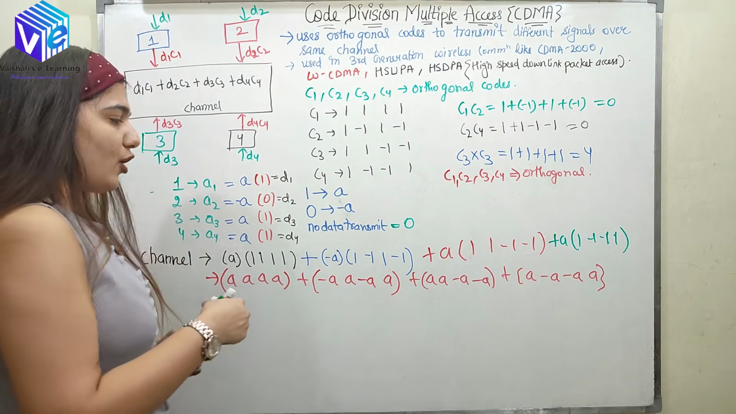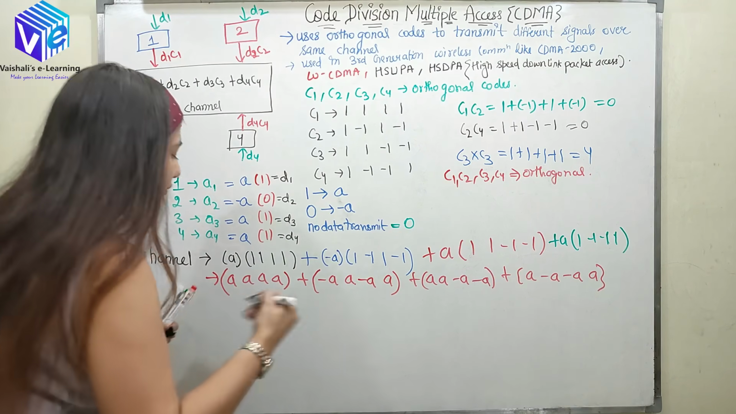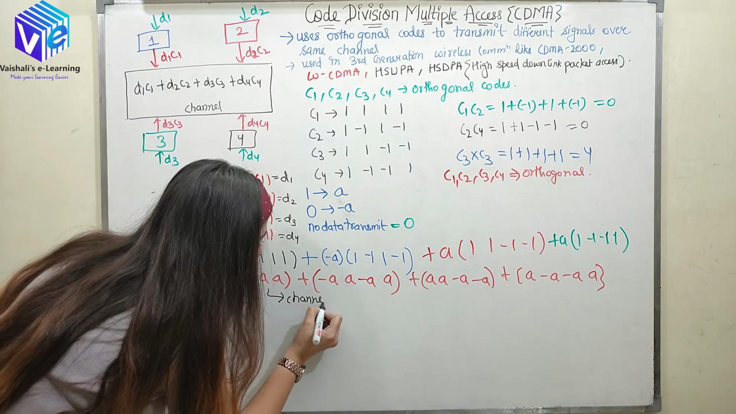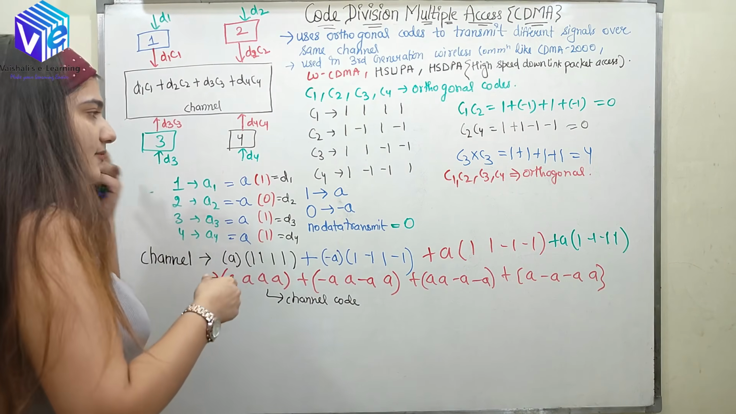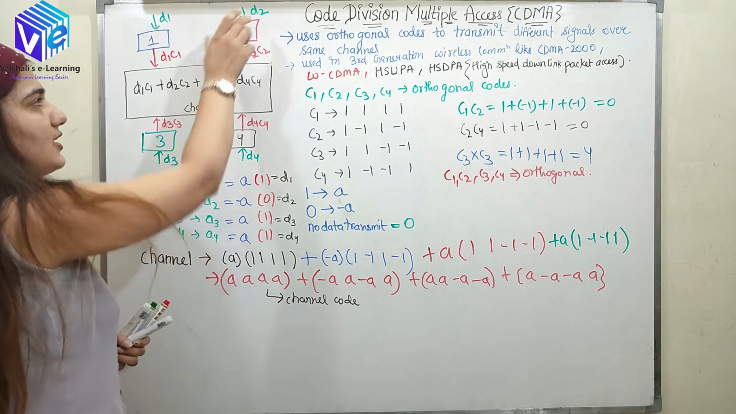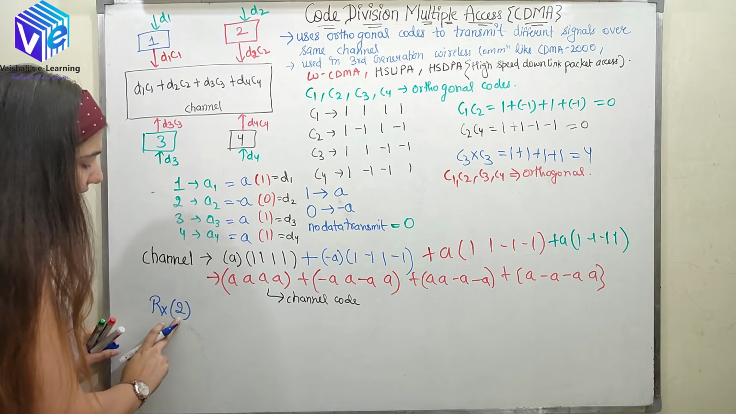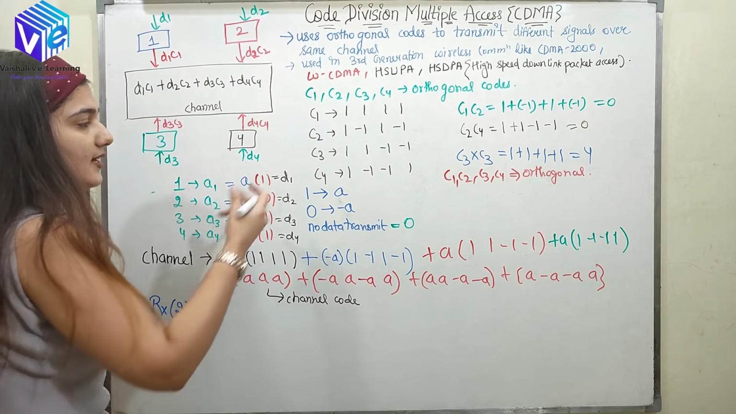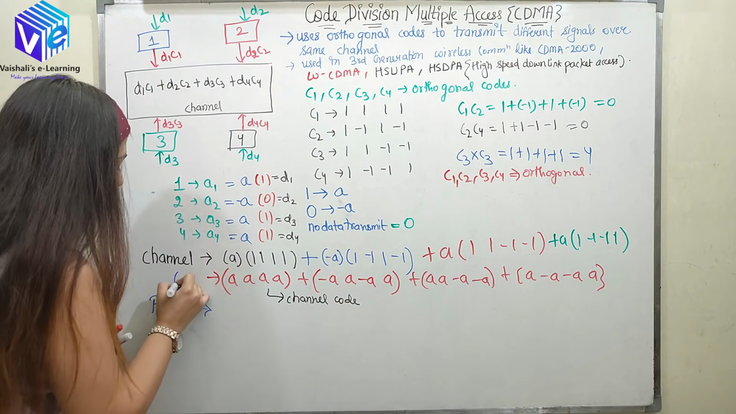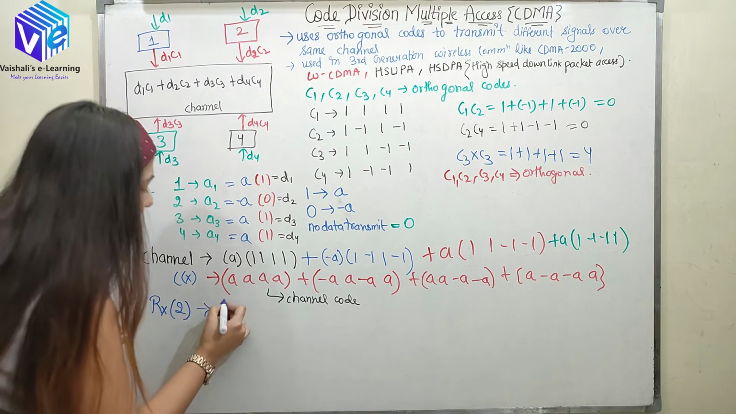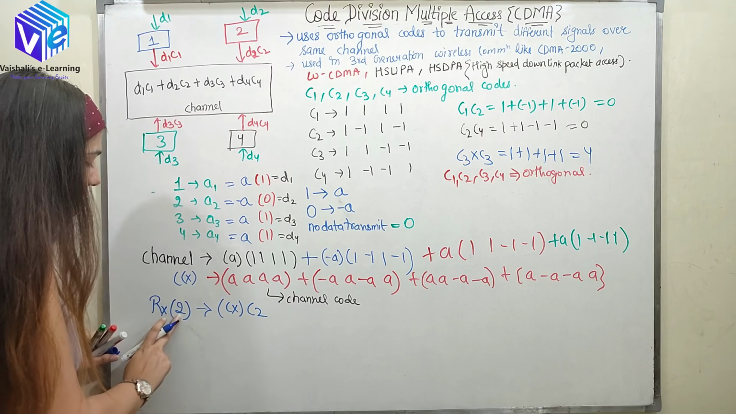So let's understand what would happen at the receiver. This is the code which is in my channel. This full code is present in my channel. So what happens at the receiver? At the receiver, let's suppose I want to receive data 2. If I want to receive data 2, the same code, this 1, minus 1, 1, minus 1, is multiplied with the channel code. So this CX is multiplied with C2, then I'll get the received data of user 2.